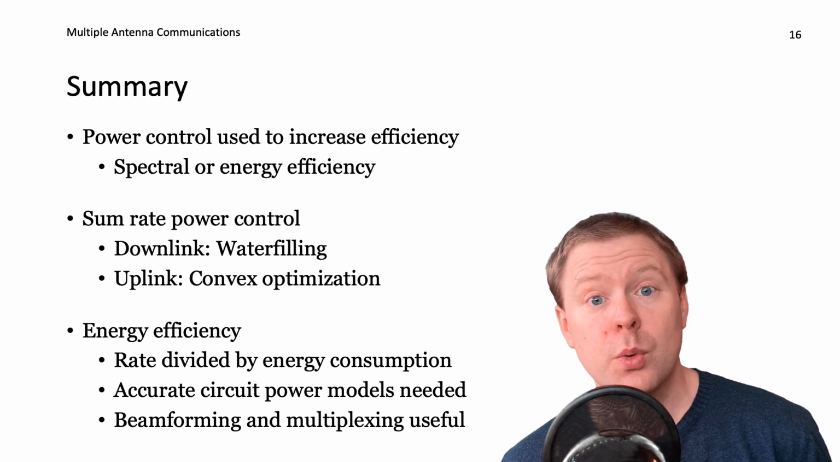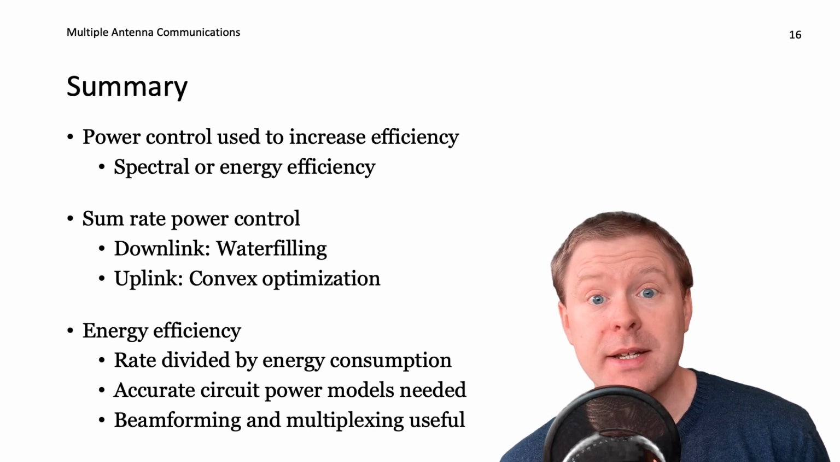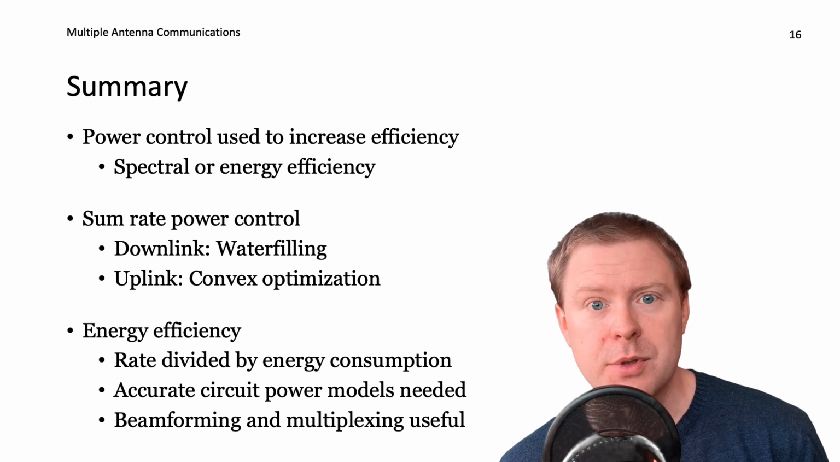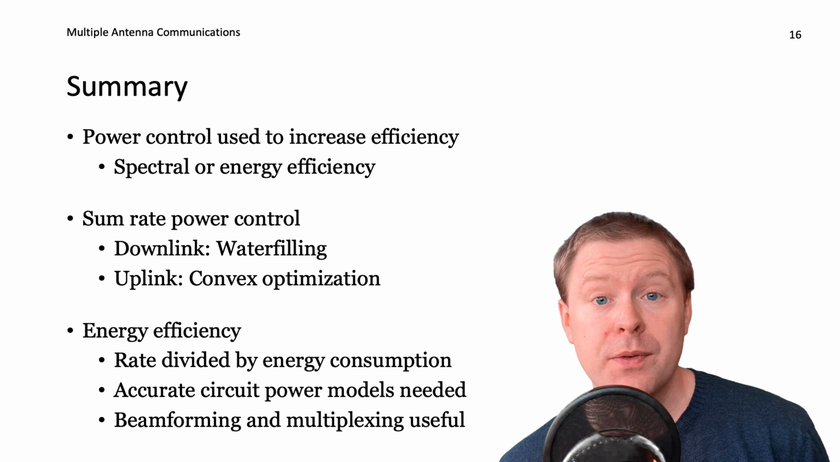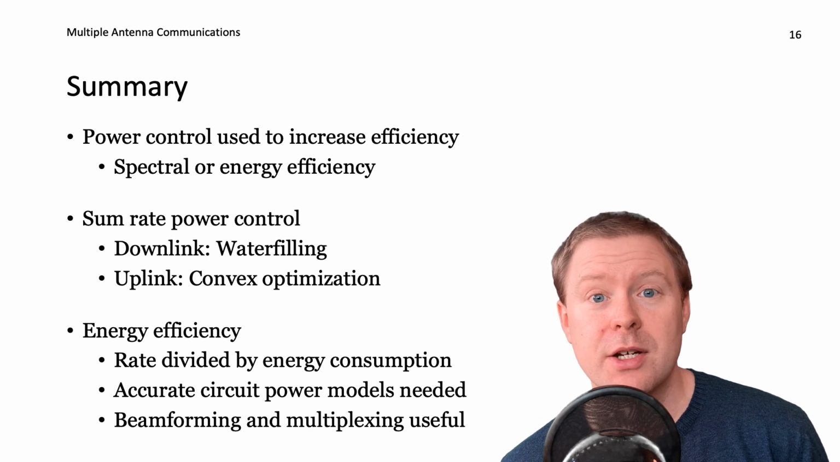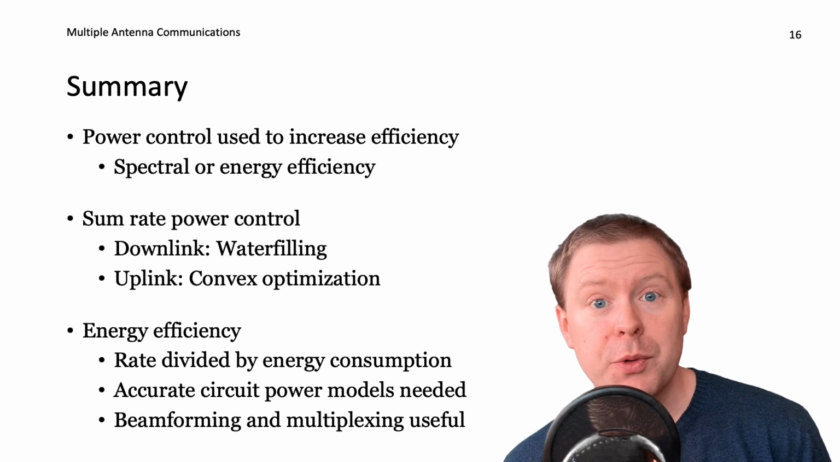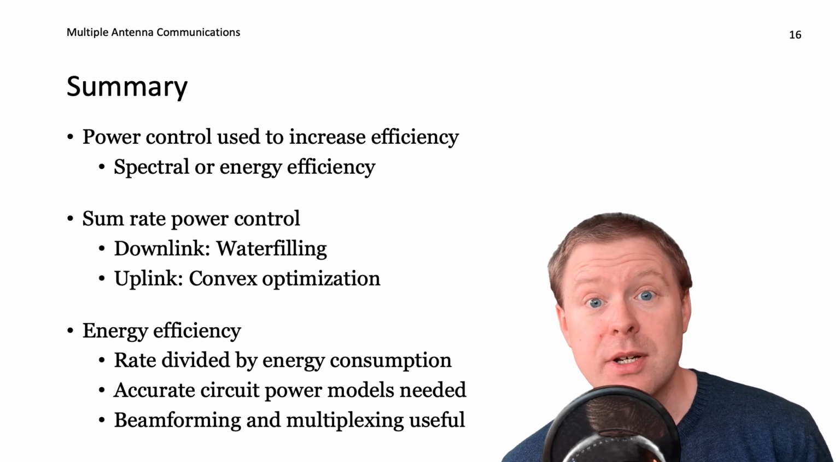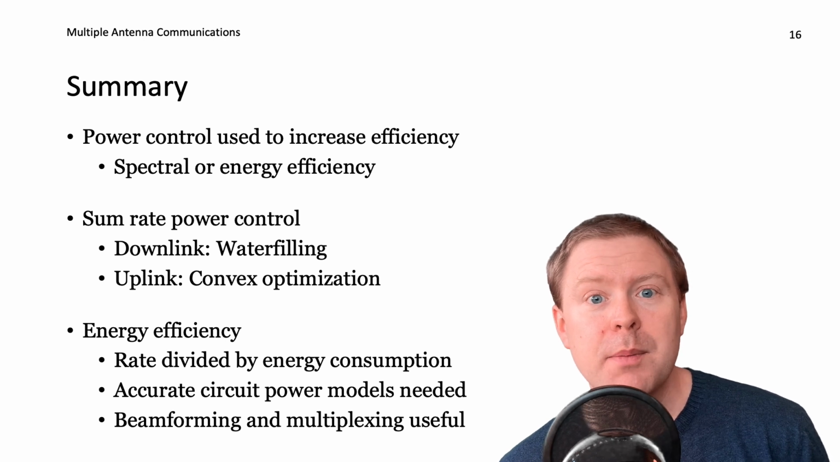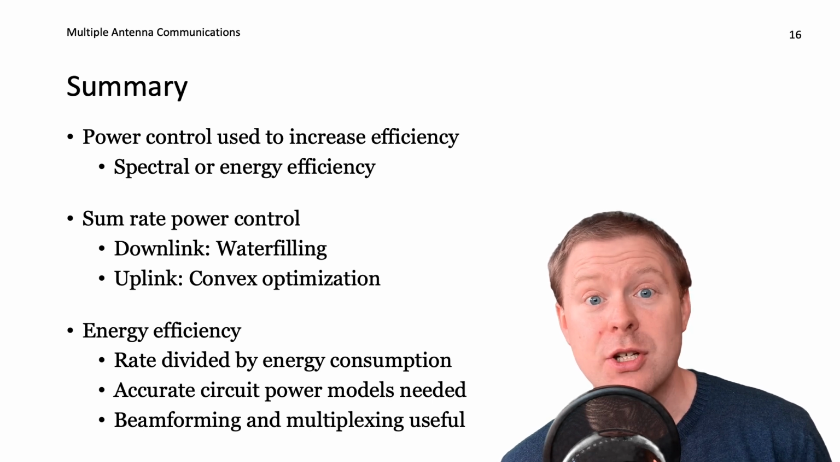We can also use power control to make the system as energy efficient as possible. And energy efficiency is computed by taking the rate and dividing with the total energy consumption. And the energy consumption is both the transmitted power and the power dissipation in circuits. And how we are modeling the power dissipation in circuits is very important in order to find the most energy efficient solution. And we saw that when we are playing around with beamforming or spatial multiplexing of users, we can increase the energy efficiency by finding the right number of users, the right number of antennas, and the right power control to operate the system as energy efficient as possible.